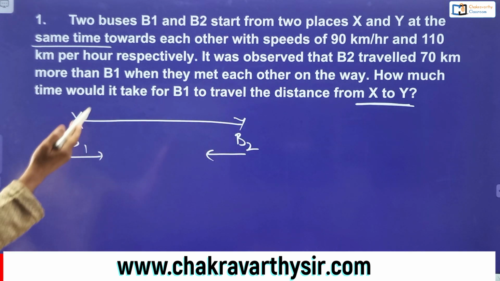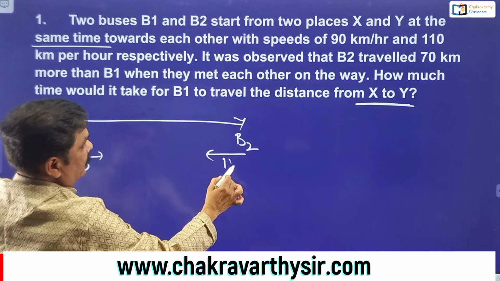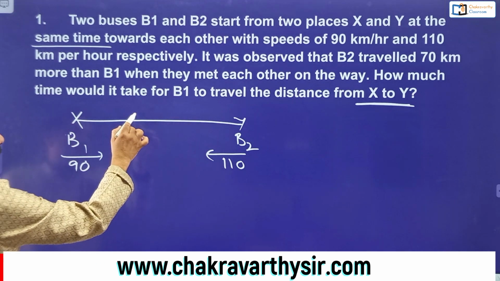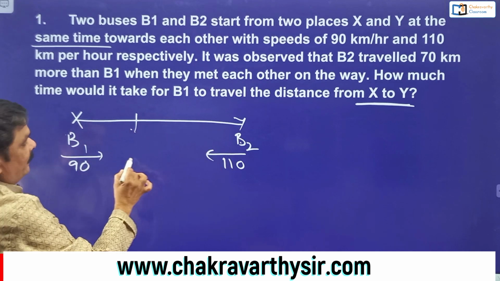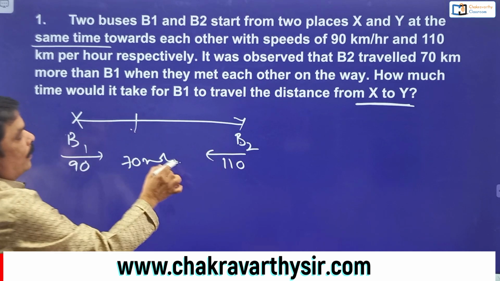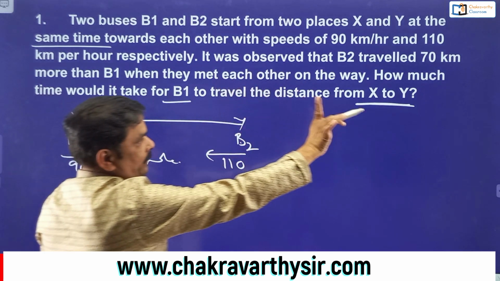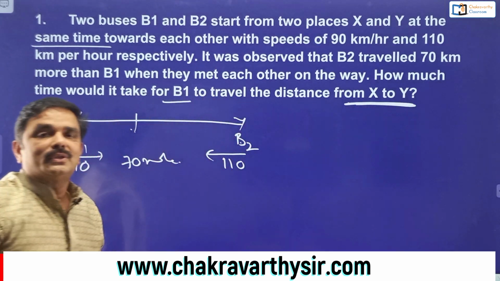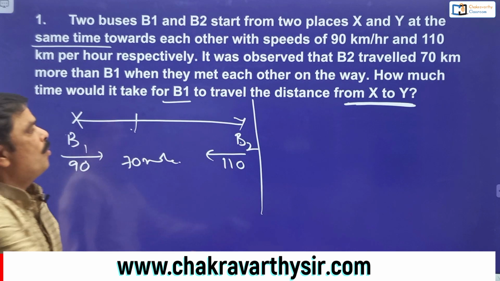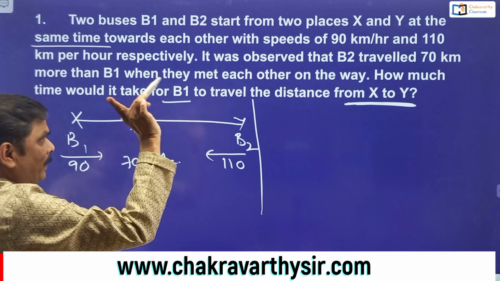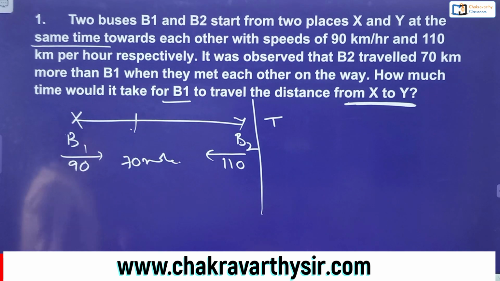Now the speed of bus 1 is 90 kilometers per hour and bus 2 is 110 kilometers per hour. When they met on the way somewhere here, it was observed that B2 has travelled 70 kilometers more than B1. If that is the case, how much time would it take for B1 to cover the distance from X to Y? This is the question. Now go to the question part first, students. Simple. I need how much time B1 would take to travel the distance from X to Y. I need the time taken by B1.